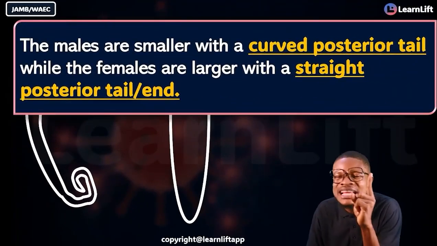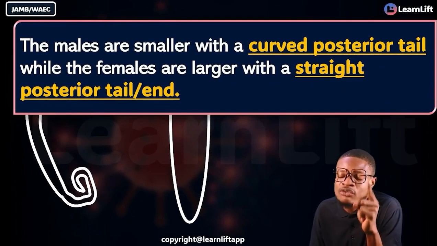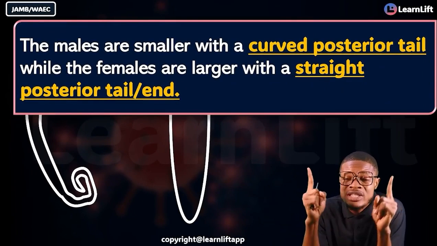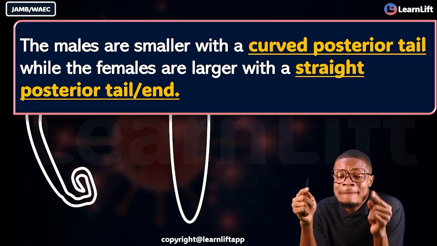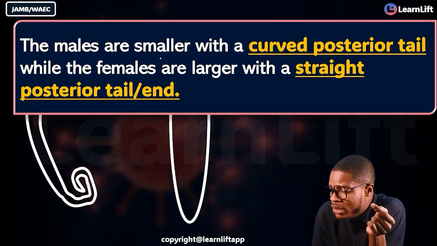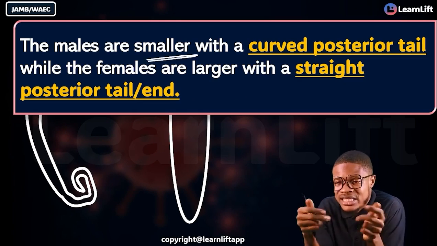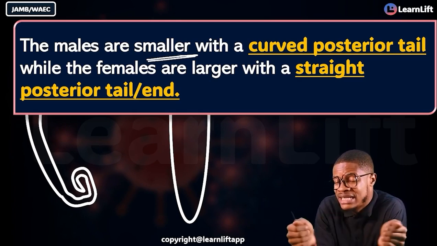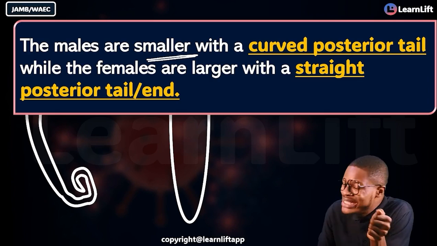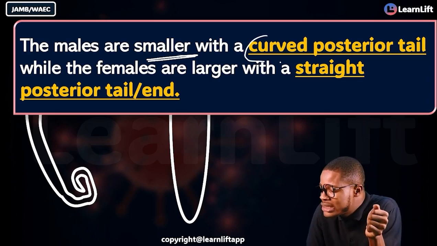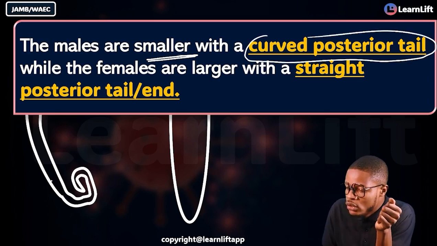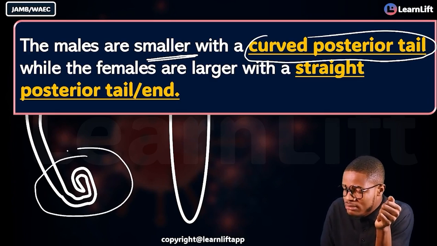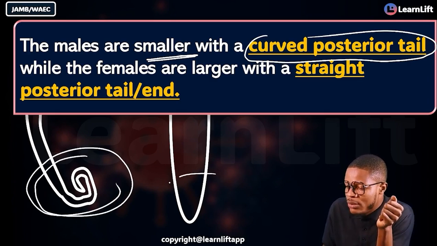So let's go very quickly. How do I differentiate a male nematode from a female nematode? It's always a question of debate. Listen, the male nematodes are smaller. If you see two worms, one small and the other large, the small one is the male. The male also has a curved posterior tail. One of these posterior tails here is curved, the other one is straight.